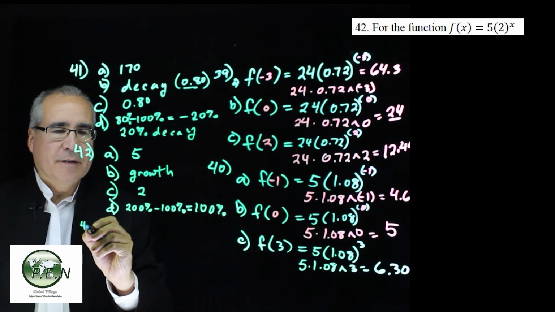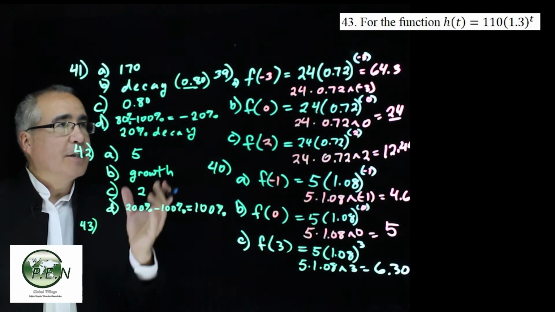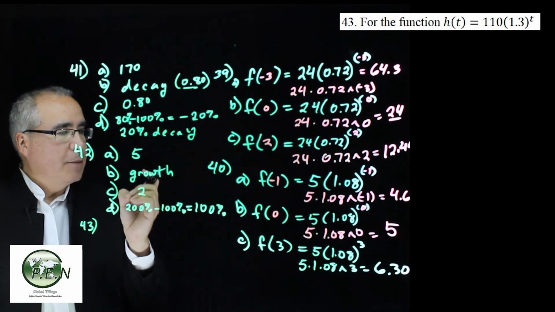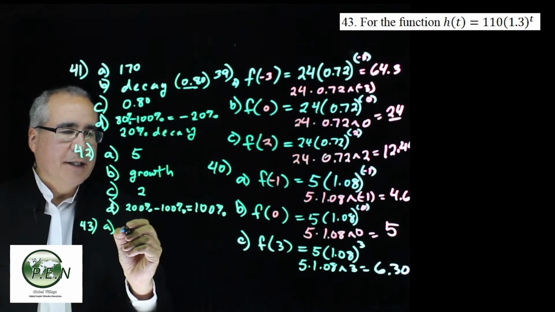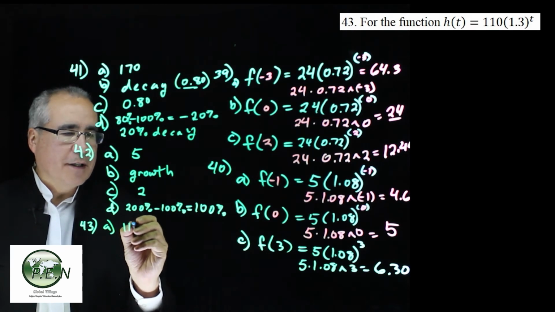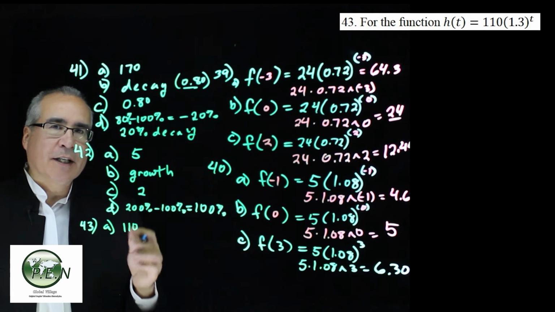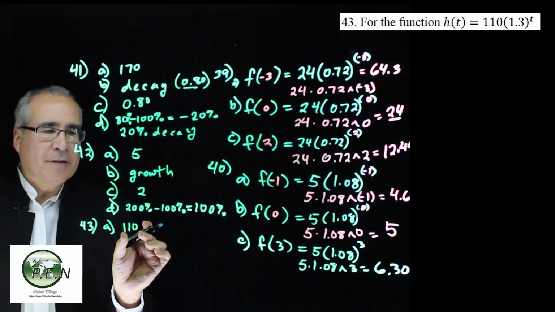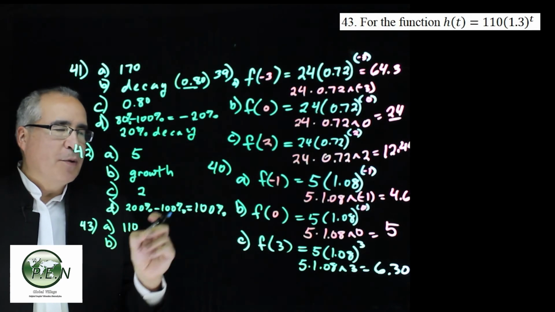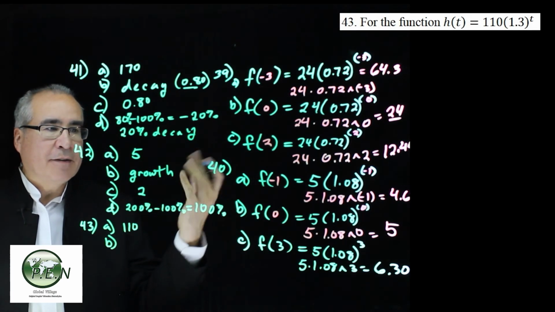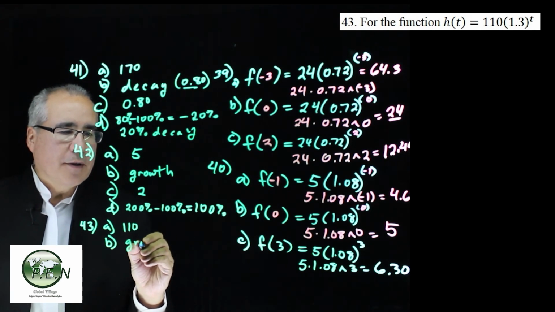43. We're given the function 110 times 1.3 to the t. So our initial value is the number in front, the 110. Plug in the 0, but you'll see that is consistently what we've been doing, right? This is our starting value. 1.3, that's the factor. It's bigger than 1, so we know we have growth.